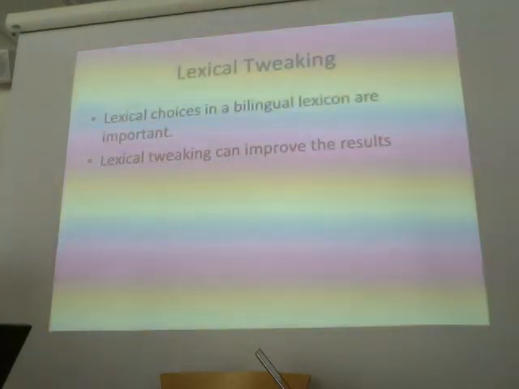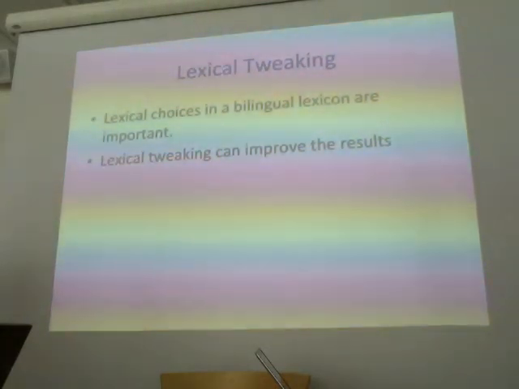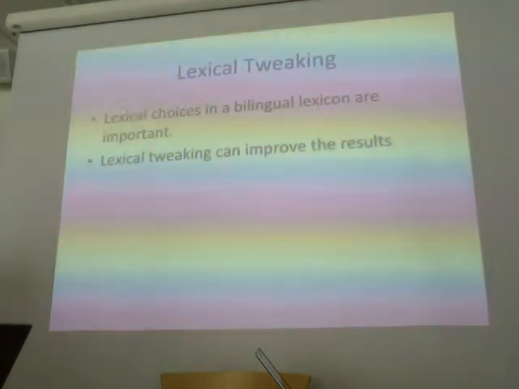An important observation was that the lexical choices in bilingual lexicons are very important, because the mapping is one to many. For one English word, in the Tagalog language you might have more than one word, but this lexicon is just a one-to-one mapping, so it's very important which word we selected for the corresponding English word.